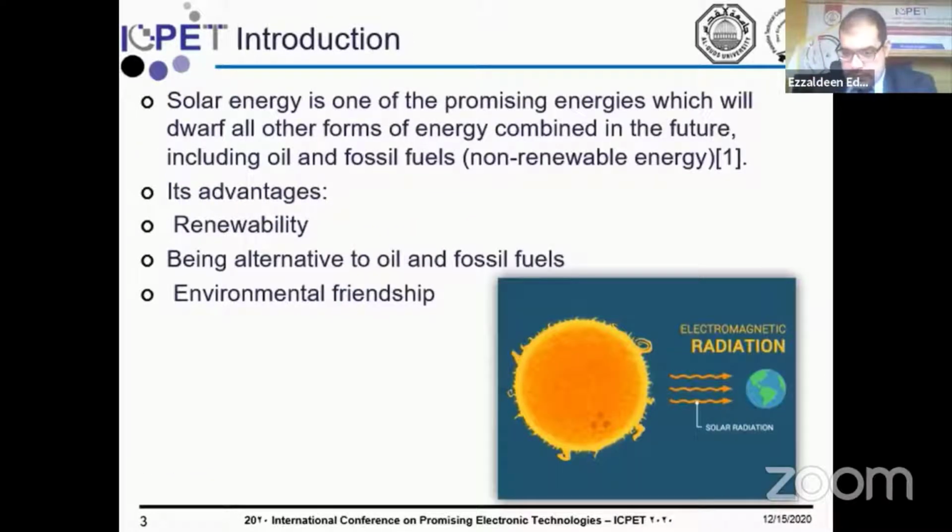Solar energy is one of the promising energy sources which will draw all forms of energies combined in the future because of its advantages, which are renewable and an alternative to oil and fossil fuels, environmentally friendly.